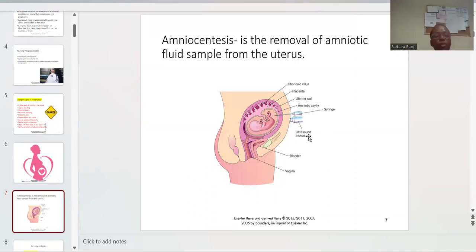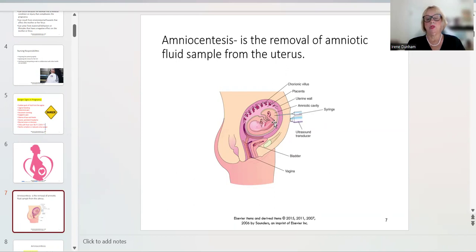I have a question, Professor. Go ahead. Is it done by a nurse or by an anesthetist? Yeah, it's done by an obstetrician. But what nurses become involved in is the care, of course, before and afterwards. And then you're with the patient and you have ultrasound guidance. You have another person in the room who's doing the ultrasound, and this is done under ultrasound guidance.